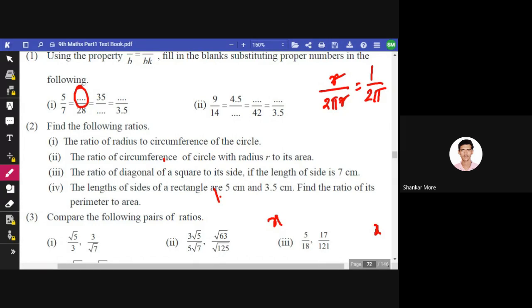It should be 1 by 2 pi, I guess. Yeah, 1 by 2 pi. Okay, so second one, the ratio of circumference of a circle with the radius r to its area. Circumference is 2 pi r, and area is pi r square. So pi gets cancelled, this r gets cancelled with this, so it would be 2 by r, or 2 is to r. Clear?